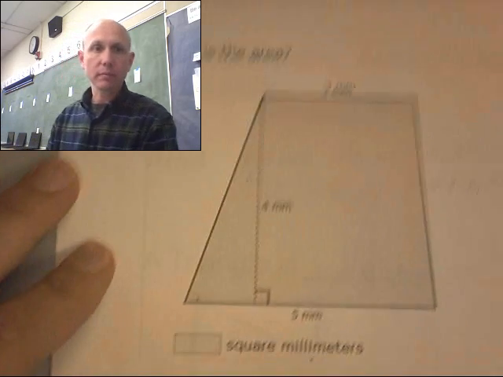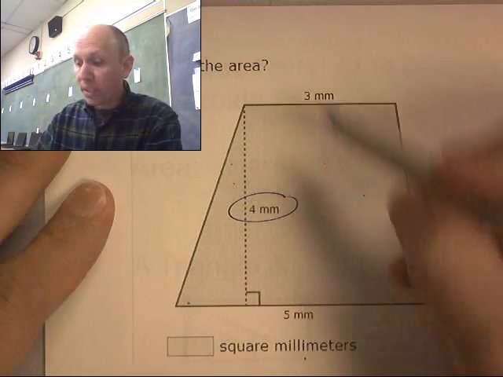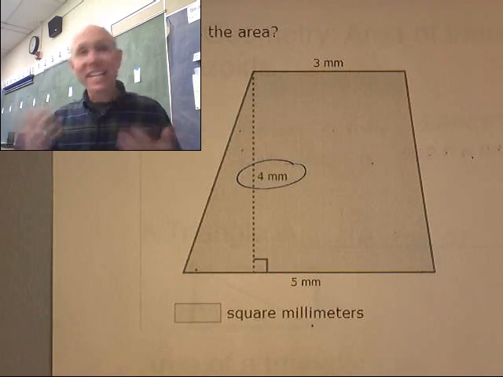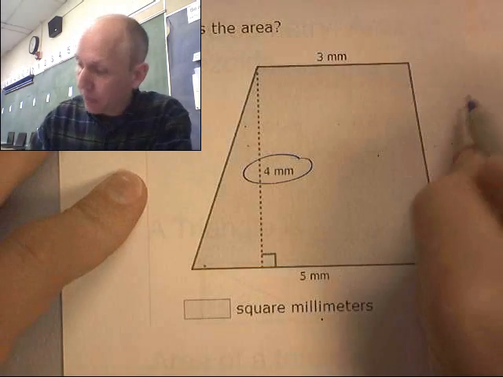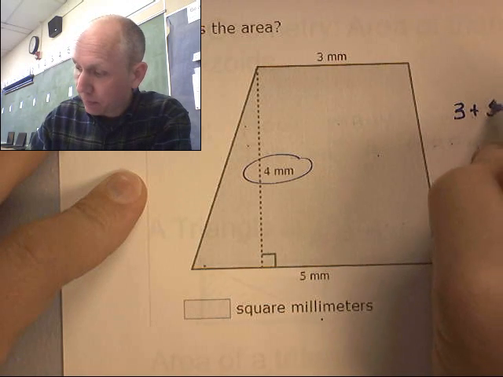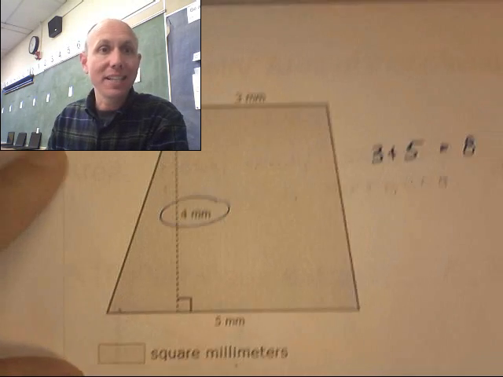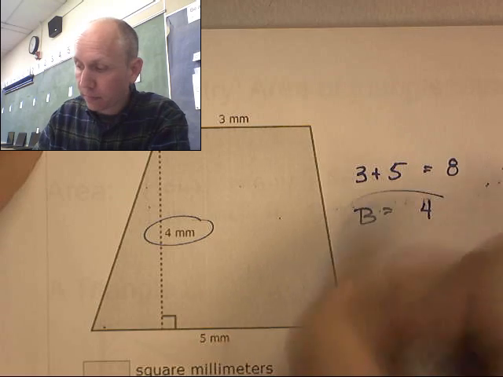Okay. Here's my height. My height is easy. But what's my base? Is 3 the base? Is 5 the base? Well, what about now? Is 3 the base? Or is 5 the base? Does it matter? Well, since I can't figure out which one really is the base, I'm going to take the average. What's 3 plus 5? 3 plus 5 is 8. And let's take the average of that. So I'm going to say that the base is 4.